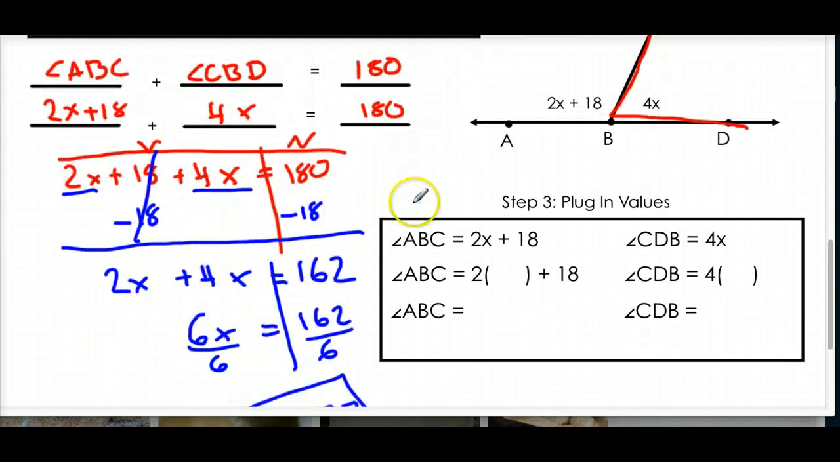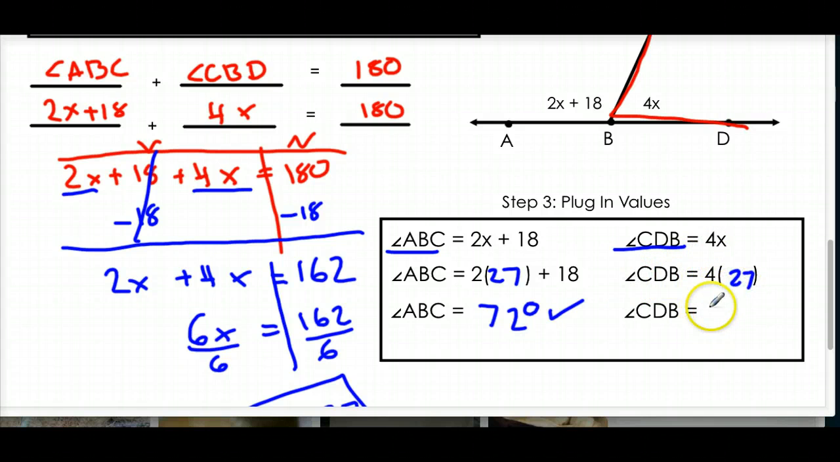Sweet. Now, just like before, we got to find the angle measures. So ABC and CBD, what we're going to do is plug in for x. So we know ABC is 2 times x, which is 27. When we put that in, we get 2 times 27 is 54, plus 18 is 72 degrees. You could do that on your calculator. I just did it in my head. CBD is 4x. Okay, so angle CBD is 4 times 27, and 4 times 27, that's 108. So we know this is 108. We know this is 72. Are these supplementary? Well, this plus this equals 180. We're great.